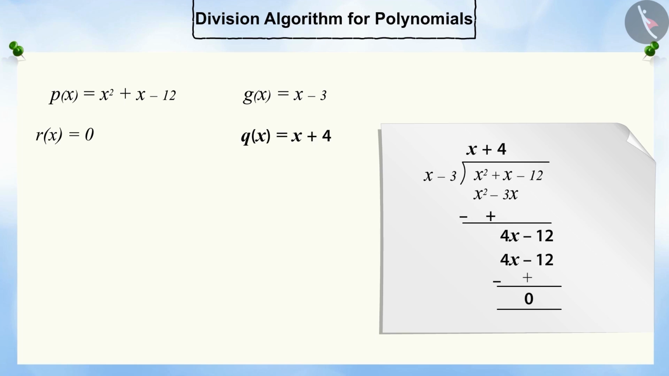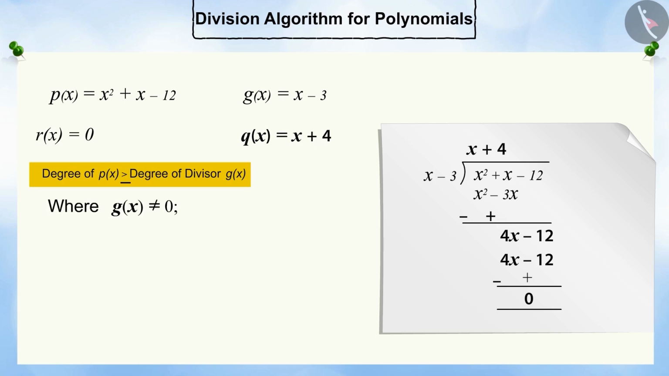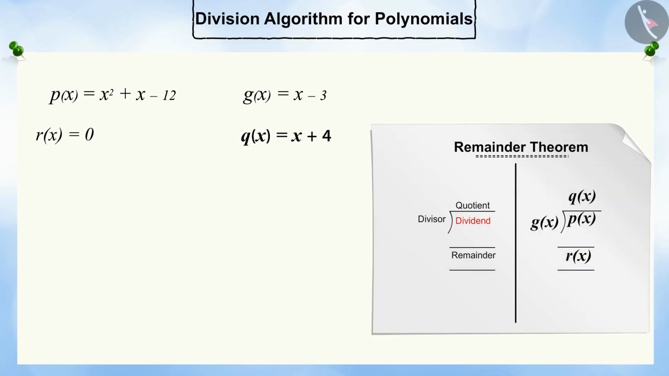But this is possible only when the degree of the dividend is greater than or equal to the degree of the divisor and the divisor is not 0. Here, the part on the right can also be written this way.